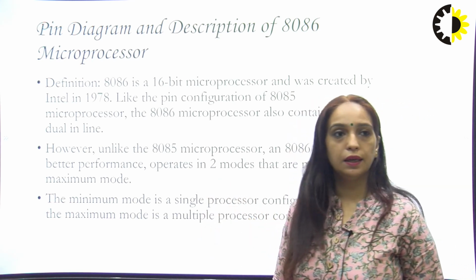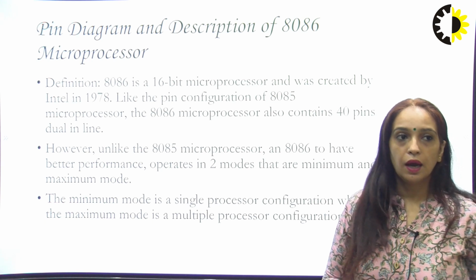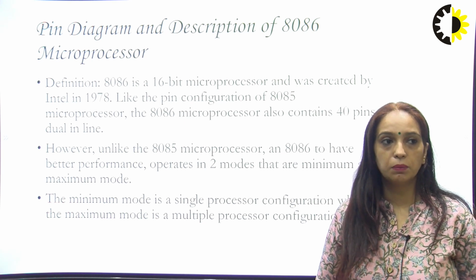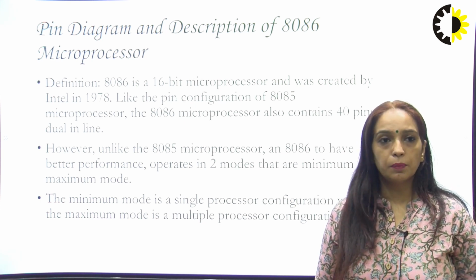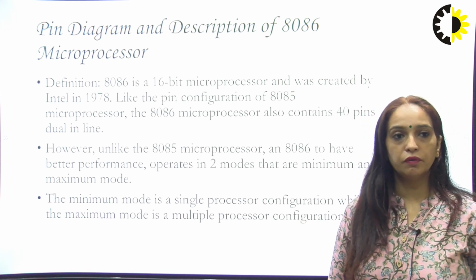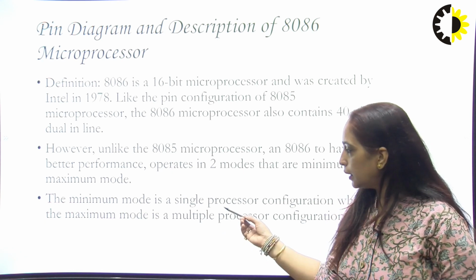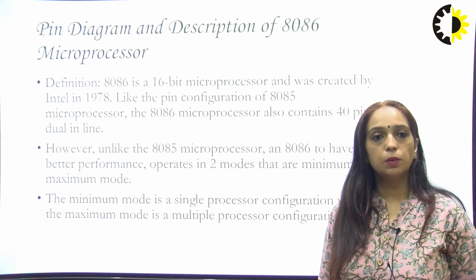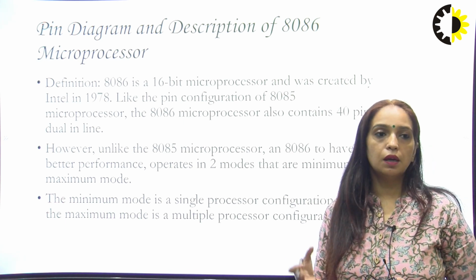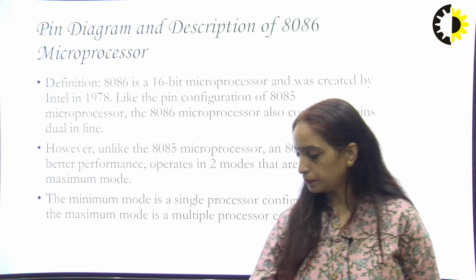However, unlike the 8085 microprocessor, the 8086 has better performance, and it operates in two hardware modes. One is the minimum mode and the second one is the maximum mode. The minimum mode is a single processor configuration, whereas the maximum mode is a multiple processor configuration, when we want to communicate with multiple processors, right? In the case of minimum mode, all the control signals will be generated by the 8086, but in the case of maximum mode, some of the control signals will be generated by the coprocessor, which are used during the communication.